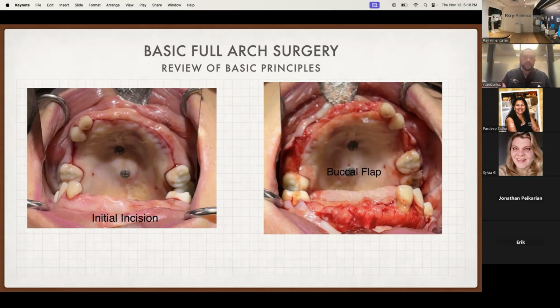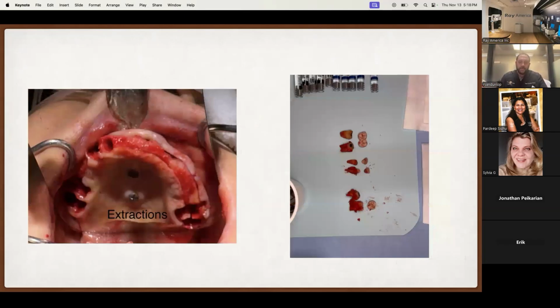So I make a crestal incision across the ridge, in this case from molar to molar and around the existing teeth. I like to raise a buccal flap afterwards so that I can get really good visualization of the tooth roots. Sometimes we have tough teeth that we need to take out and we don't want to blow out all of our buccal bones. So I like to raise my buccal flap first so that I can see where I'm going. Then I proceed to take the teeth out.